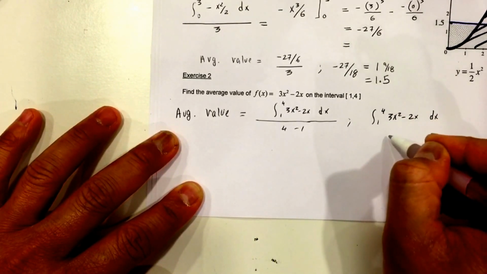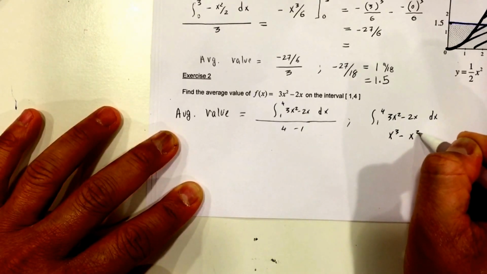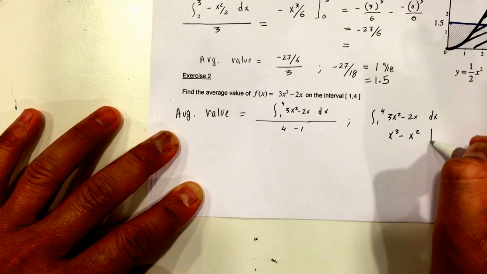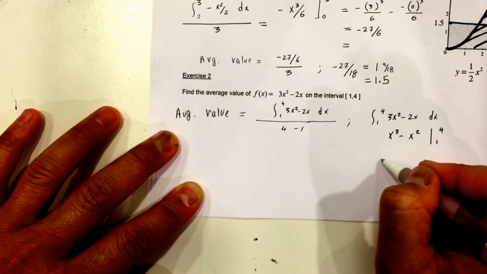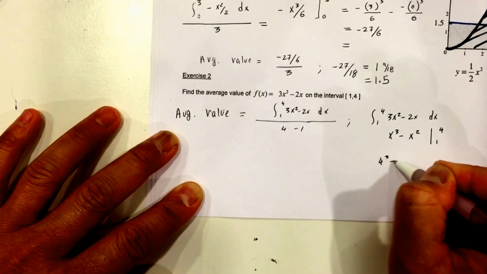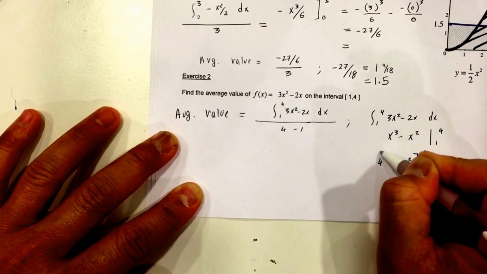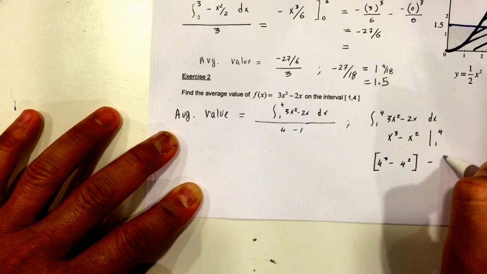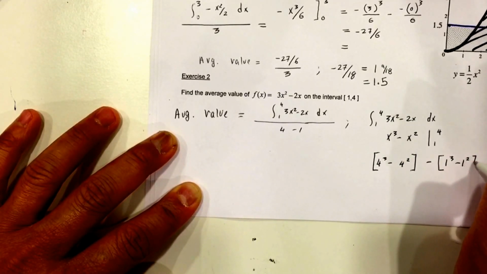The antiderivative of that is going to be x cubed minus x squared, and then we evaluate that from 1 to 4. So when we plug 4 in there, we get 4 cubed minus 4 squared. That's my first term, and then I subtract 1 cubed minus 1 squared.